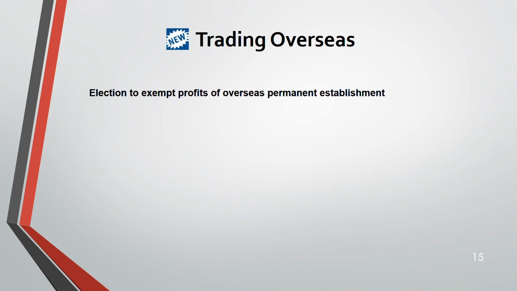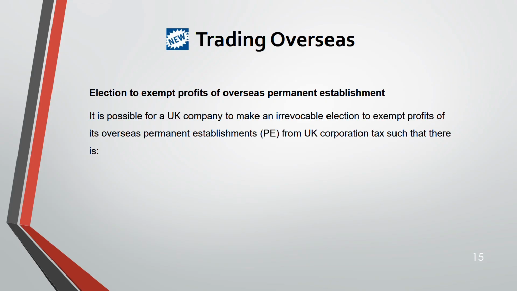Now, you can make an election to exempt the profit of your overseas permanent establishment. How? It's possible. And remember, this is an irrevocable election. It's permanent. Okay? That means you are exempting all the profit of the overseas permanent establishment from your UK corporation tax, such that there is no UK tax on the profit of the overseas permanent establishment.